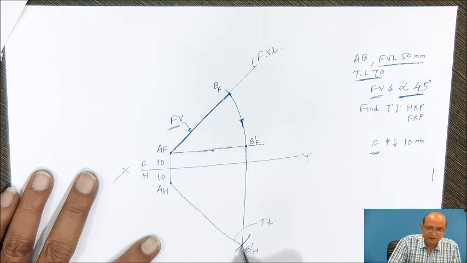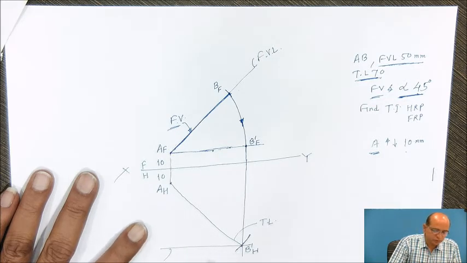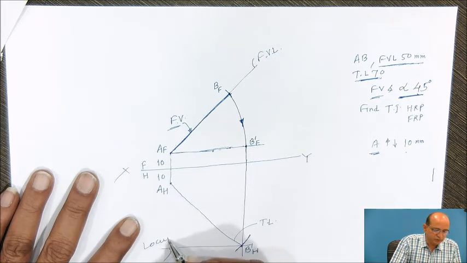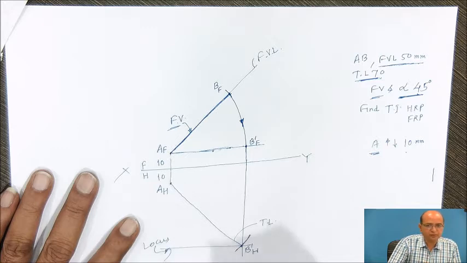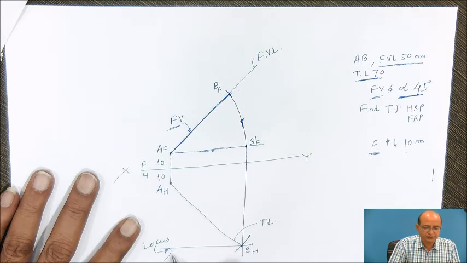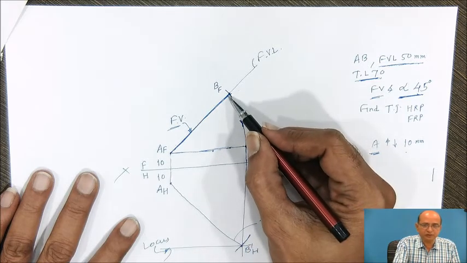Now once we get the B dash H point, we can draw the locus through this. So this is the locus line. This line is the locus for the B end of the line. On this locus, we will get the position of which point? B H point. And for that purpose, the B F is known to us.